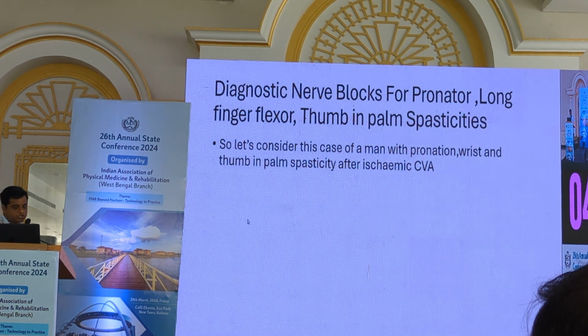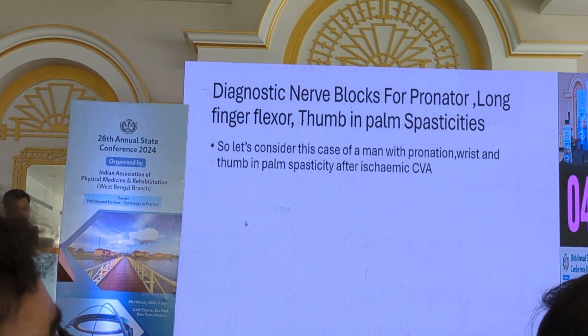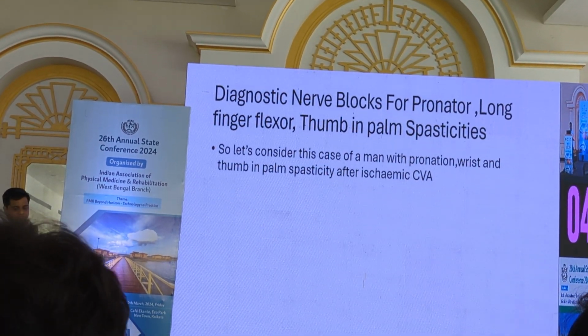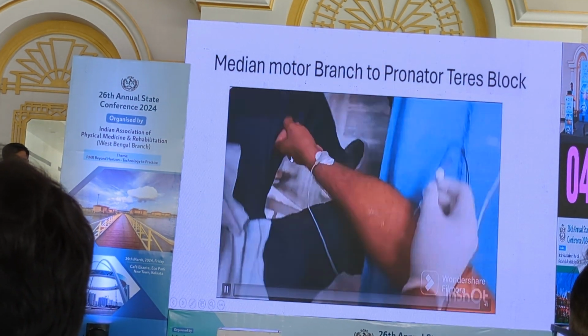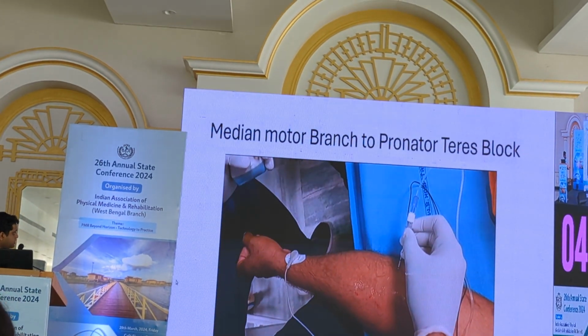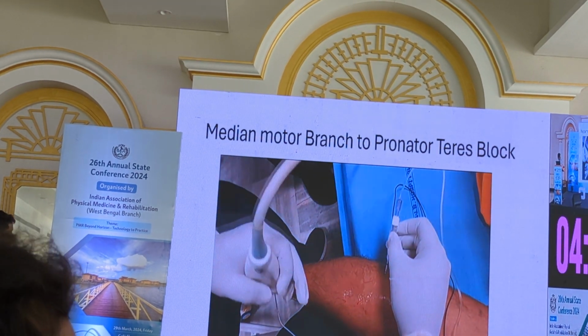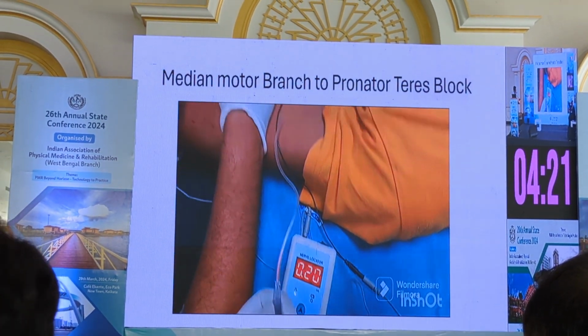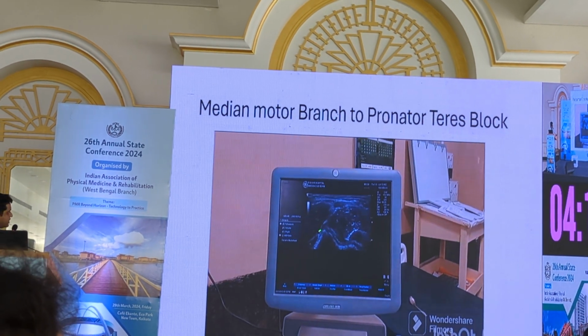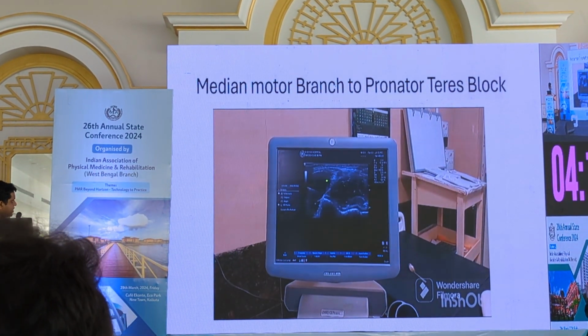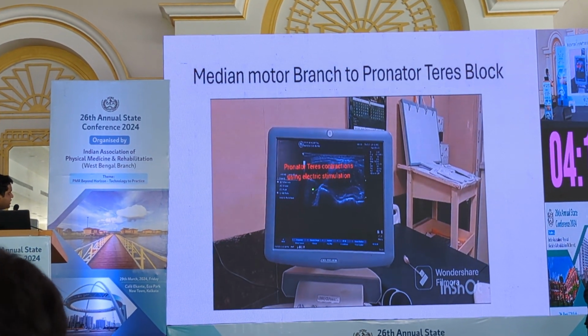Now, diagnostic nerve blocks for pronator, long finger flexor, and thumb flexor spasticity. First, we give the median motor branch to pronator teres. So, we see a beautiful pronation movement, but no wrist and finger movement. So, we are not in the main branch of the median nerve, we are only at the selective branch to pronator teres. Here is the main median nerve, and here is the branch.